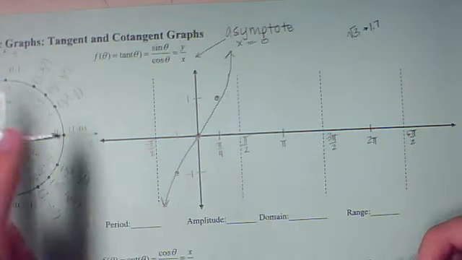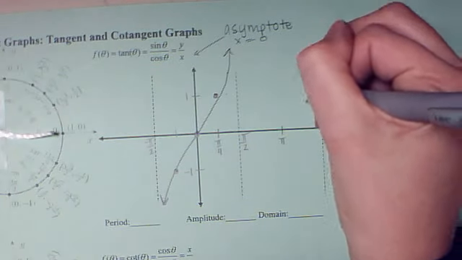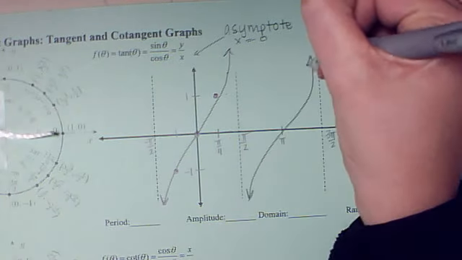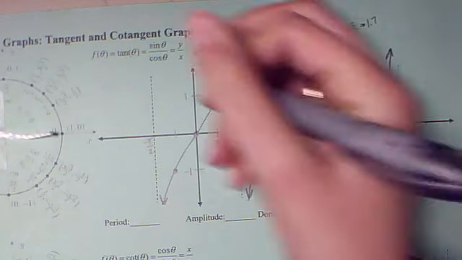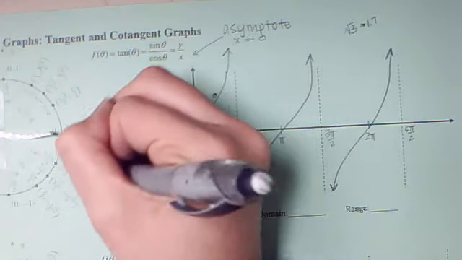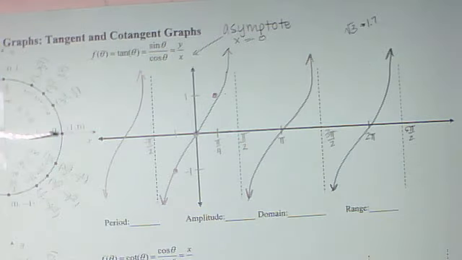And that's just kind of a sketch. That's really as good as we're going to be able to get. You could always put tangent of theta into your calculator if you like. Be sure you're in radians and kind of see what that looks like. But this is the sketch of the graph. This is the parent function.